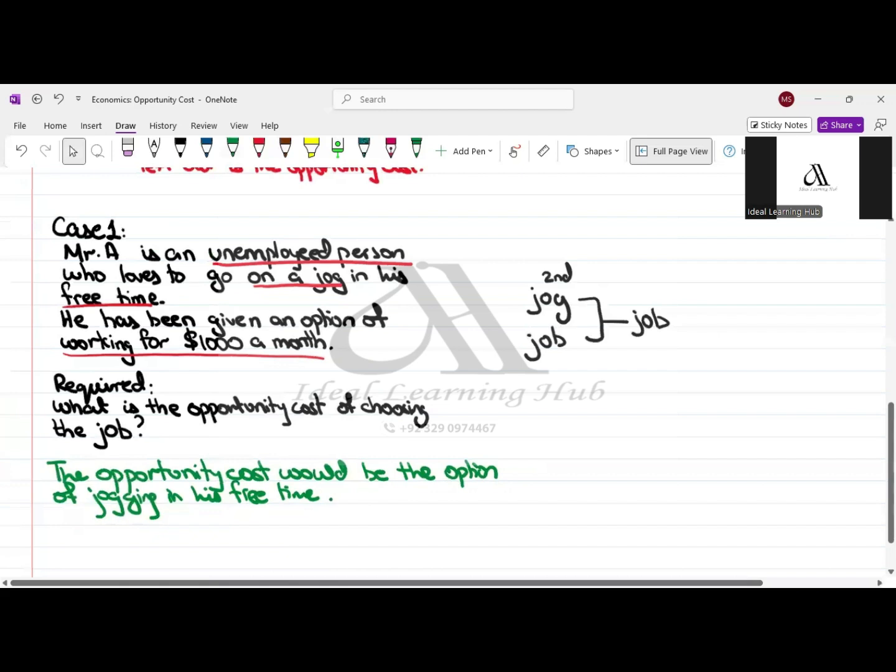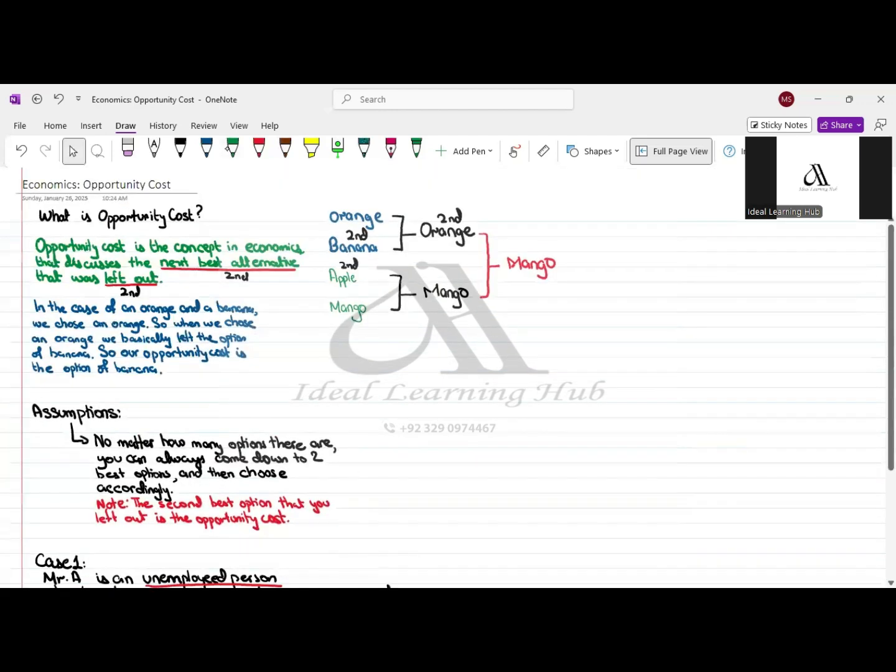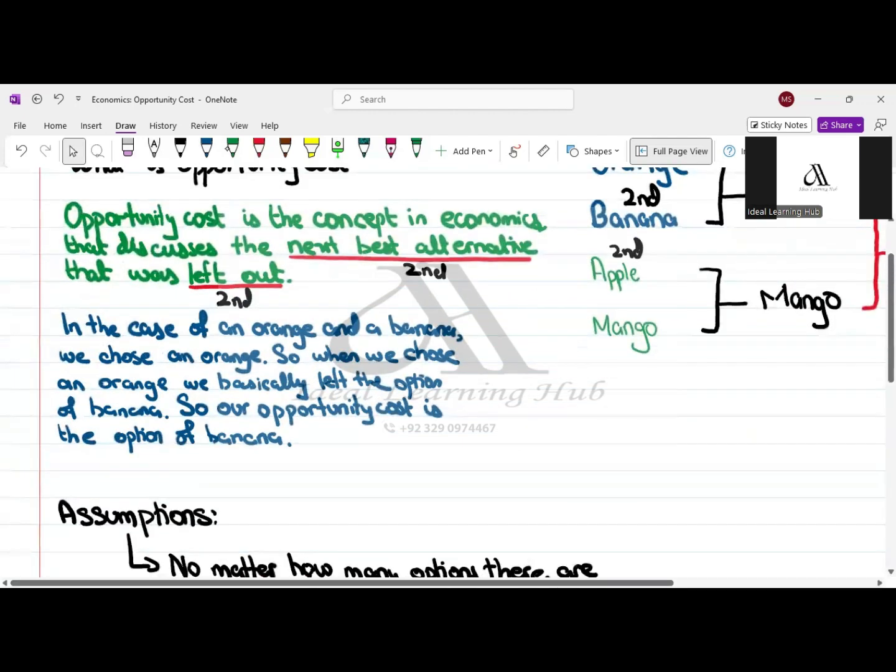So the summary is what opportunity cost is. We went through the definition: opportunity cost is the concept in economics that discusses the next best alternative that was left out. Then we went for a hypothetical situation of oranges, bananas, mangoes and apples. In the case of an orange and a banana, we chose an orange, so we left out the option of banana. Our opportunity cost is the option of banana.